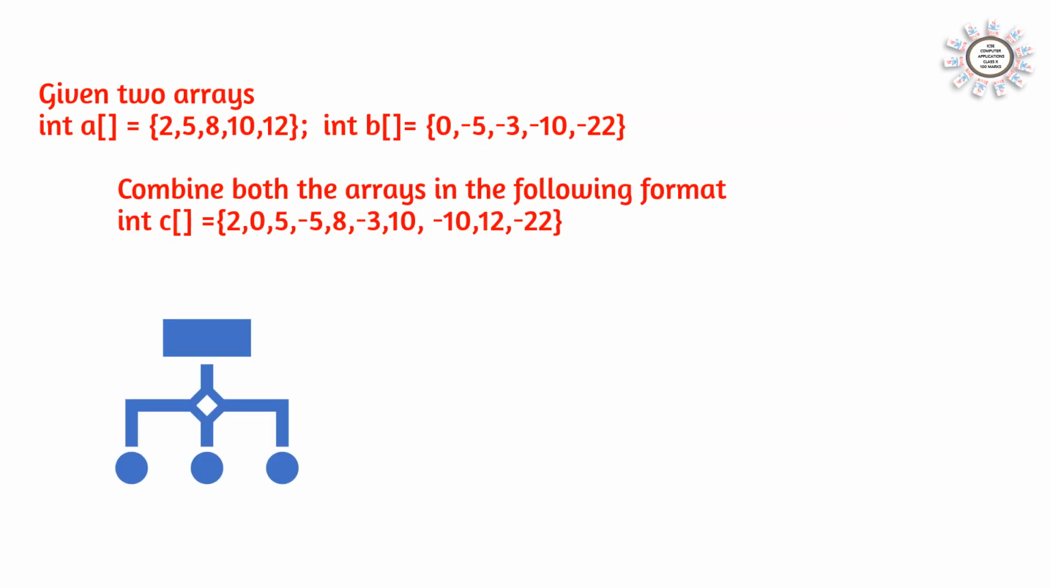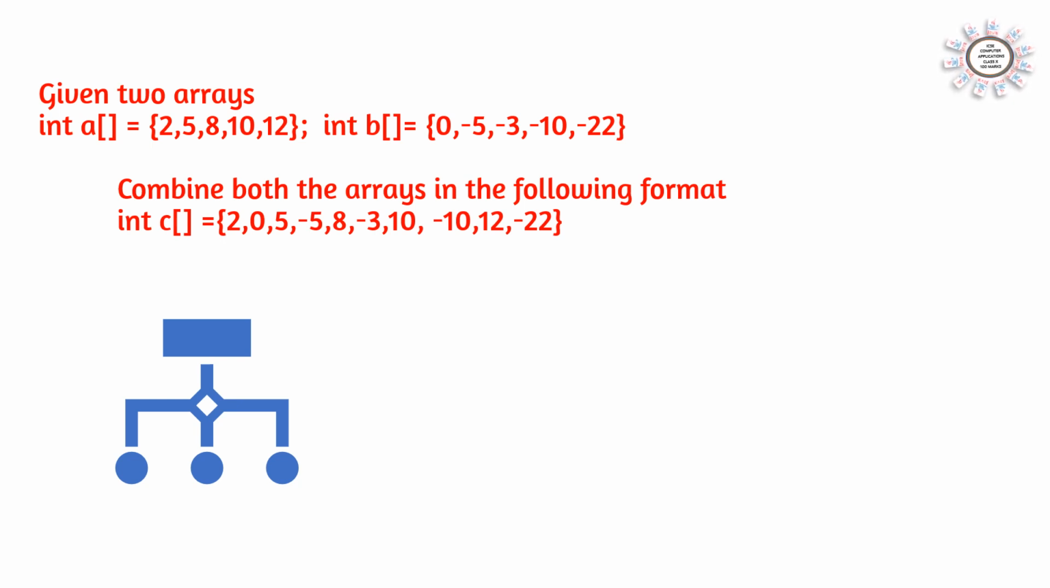Now in this question, we are combining the arrays in a different format. Given two arrays, int A[] is equal to 2, 5, 8, 10, 12 and int B, that means array B, is equal to 0, minus 5, minus 3, minus 10, minus 22. We have taken the same values and combine both the arrays in the following format. Here see the difference. In the third array, 2 is the first element of array A, and 0 is the first element of array B, 5 is the second element of array A, and minus 5 is the second element of array B.